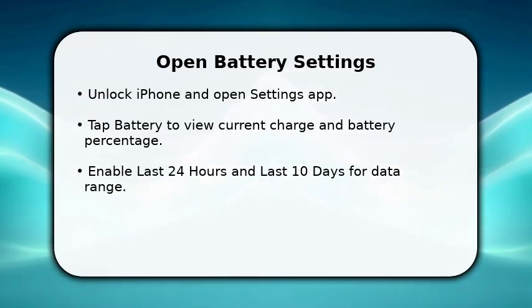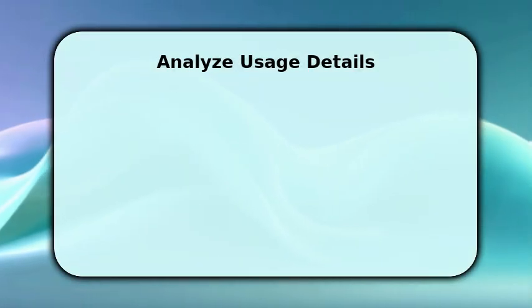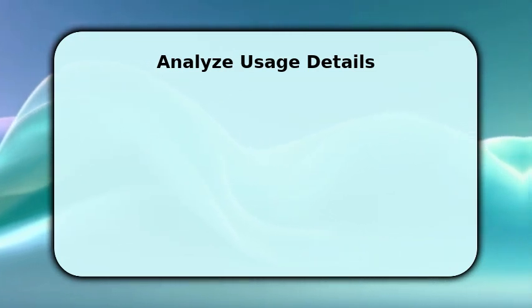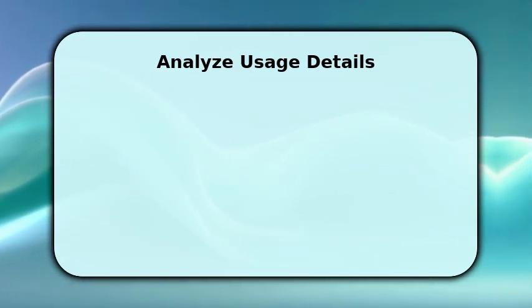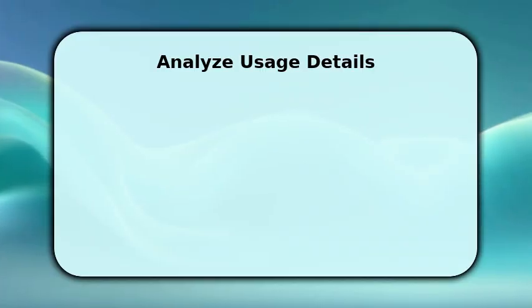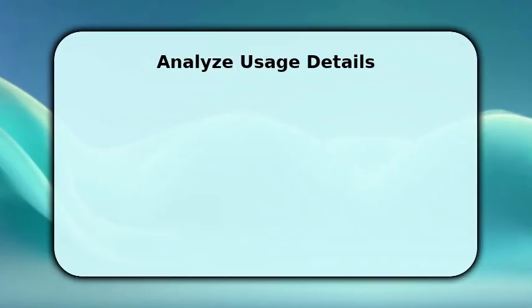Now examine the usage and activity sections to find what's draining power. Tap each app listed under battery usage and compare screen on versus screen off times to see if background activity is the problem. Use Show Activity to reveal minutes and background tasks. That explains why some apps consume power even when not in front of you.